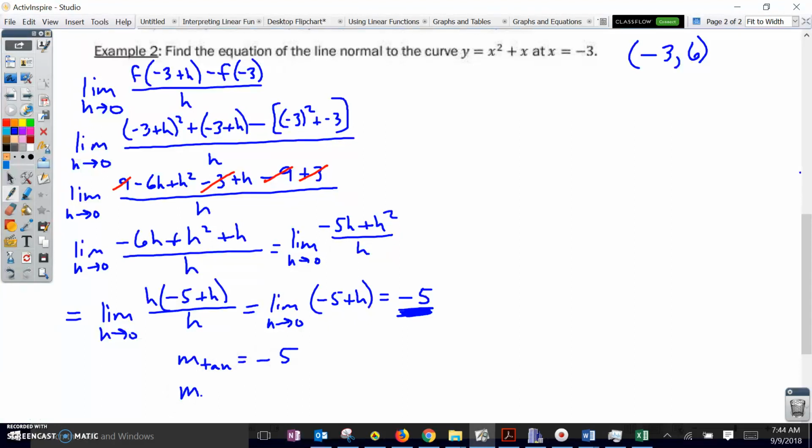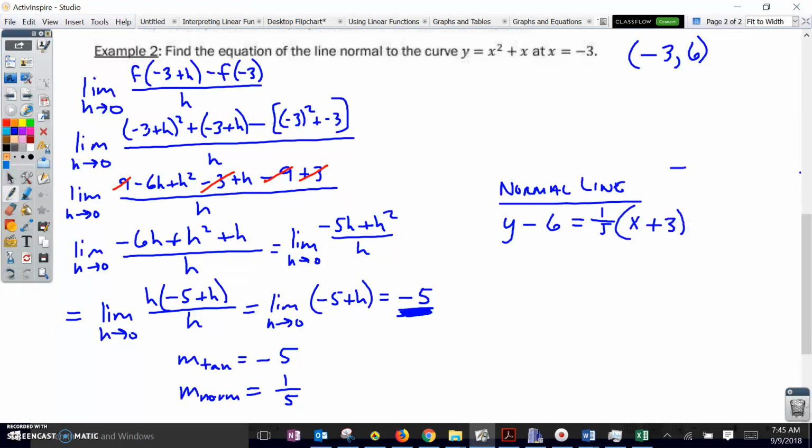And therefore the slope of the normal line, since it's perpendicular, is going to be the opposite reciprocal of that, which is positive 1/5. And now I can write my equation for my normal line. And my equation for my normal line is going to be y minus the y coordinate is equal to the slope times x minus the x coordinate. And there's my equation for my normal line in example 2.